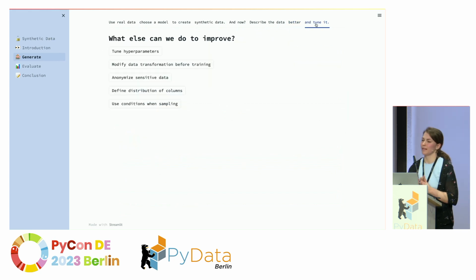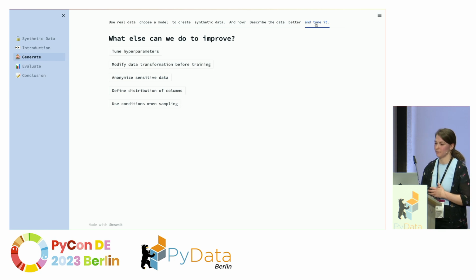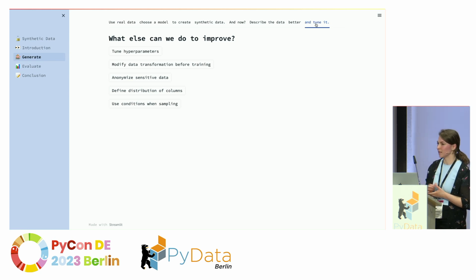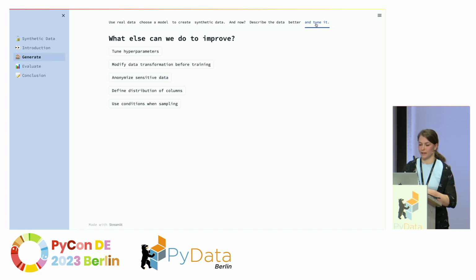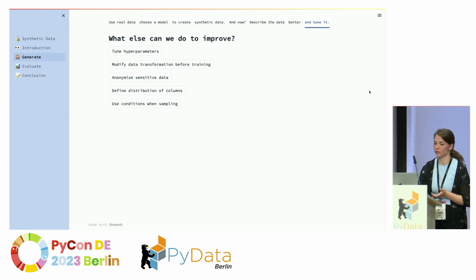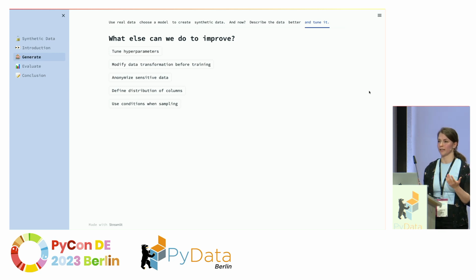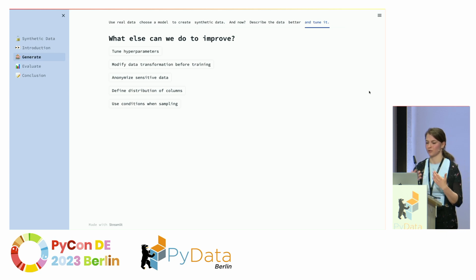And then there are quite many more things you can do. You can tune your model, you can modify the data transformations that are done before the model is trained. You can also anonymize sensitive data on top. You can also define distribution of columns or use conditions when sampling. The last one is very helpful if you have seldom categories and you want many of those created, you can tell it to, for example, create some with a specific category in mind.